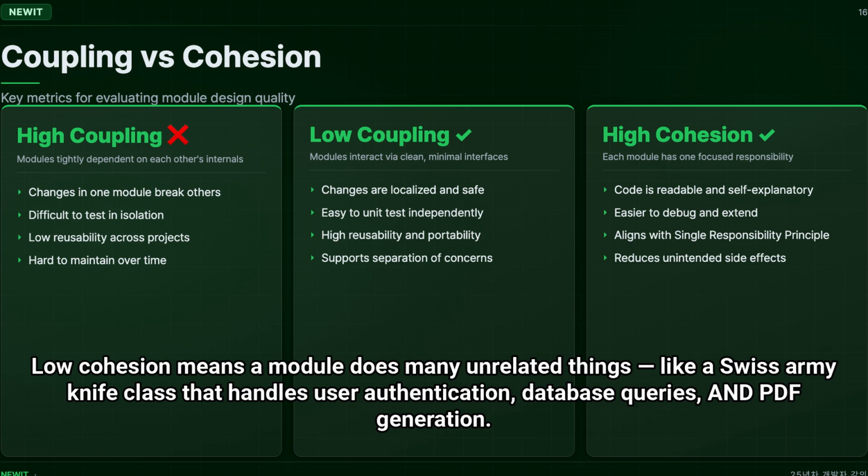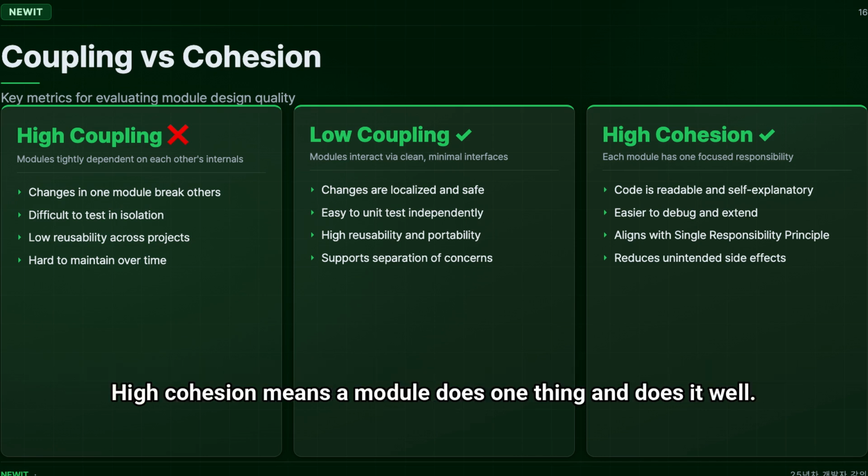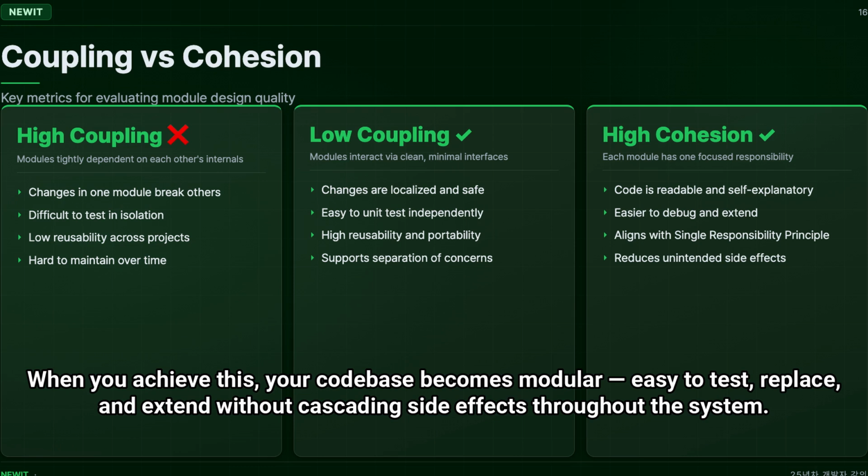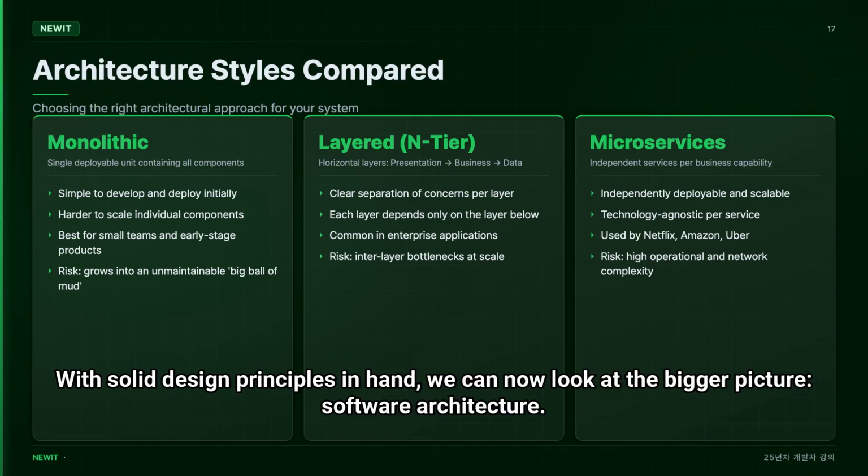Low cohesion means a module does many unrelated things, like a Swiss Army knife class that handles user authentication, database queries, and PDF generation. High cohesion means a module does one thing and does it well. The golden rule is, design modules that are loosely coupled and highly cohesive. When you achieve this, your codebase becomes modular, easy to test, replace, and extend without cascading side effects throughout the system. With SOLID design principles in hand, we can now look at the bigger picture, software architecture.